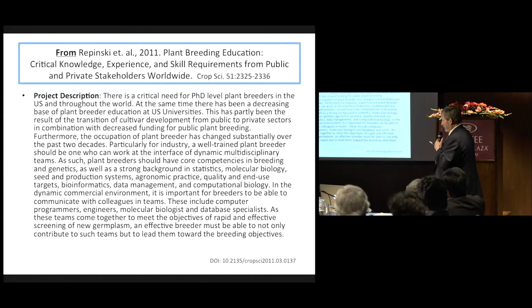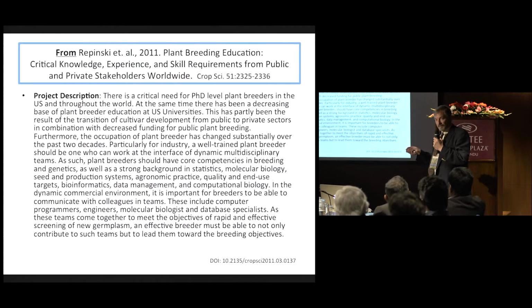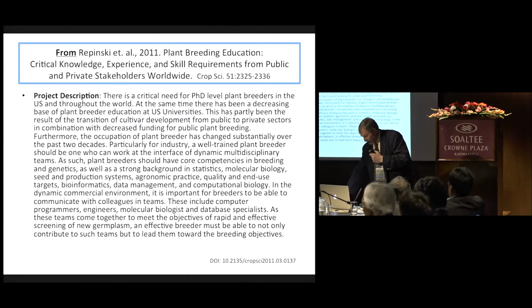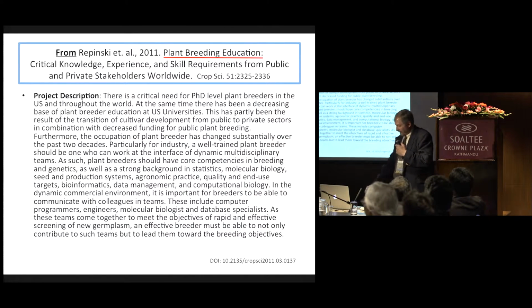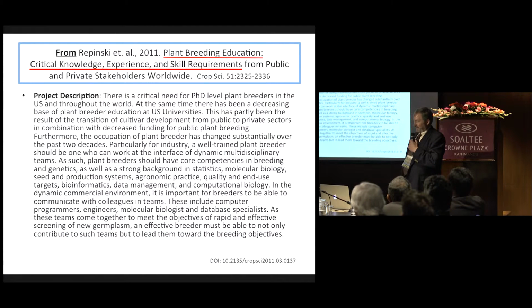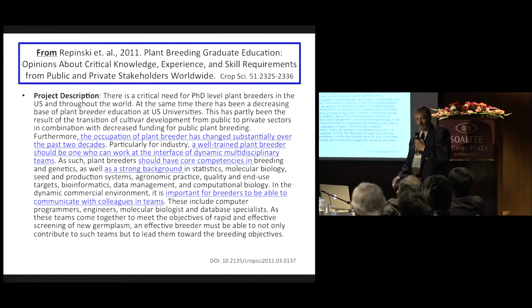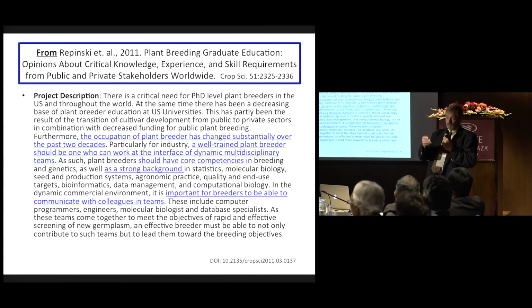So I've relied on this article a little bit. It's from a paper in Crop Science in 2011. Skill requirements from public and private stakeholders: critical knowledge, experience, and skill requirements. This is what people think is important if you're interested in a career and in a job that is involved with plant breeding. So I don't think you can read that very well, but that's a plant breeding education. There, I told you that already. Sorry. So this is now the project description that was offered in the publication.